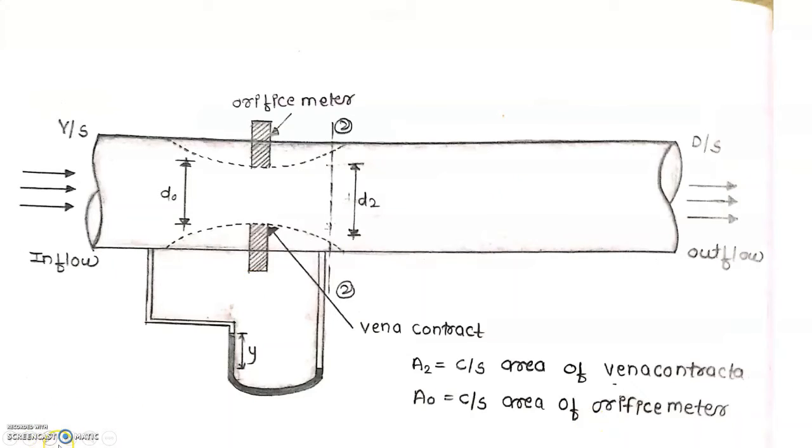So as you can see over here, you have an orifice plate. That is represented here itself. There is a flow taking place. You have the cross-section area of the vena contracta and the cross-section area of the orifice over here. Okay, and this is connected to a differential manometer, which is connected just before and just after the orifice itself.